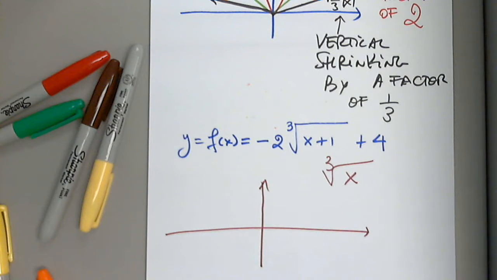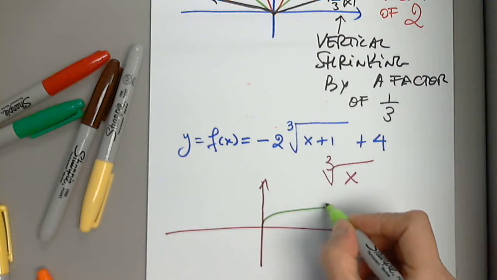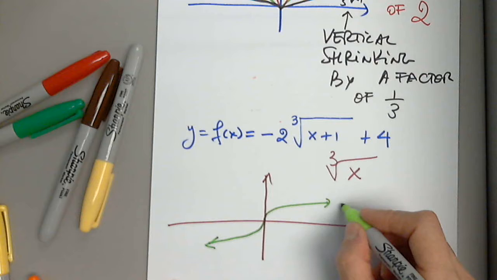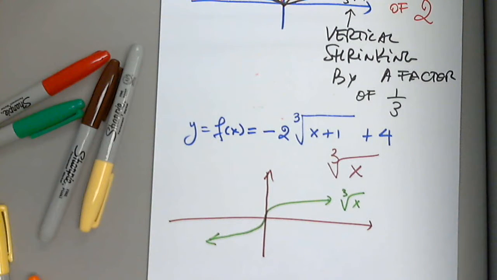So here's the graph of the cube root of x. Very similar to the square root, but it's defined everywhere. It's a friendly function. No restrictions whatsoever. The domain is all real numbers. Now remember, the transformations have to be in the order of operations. What is the first step? Indeed, the cube root of x plus 1.